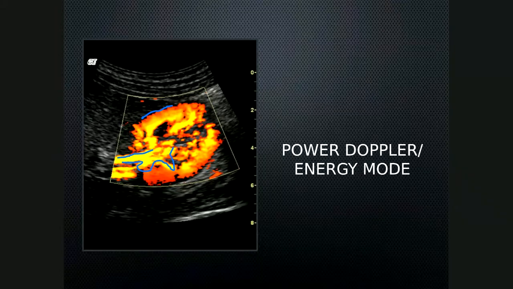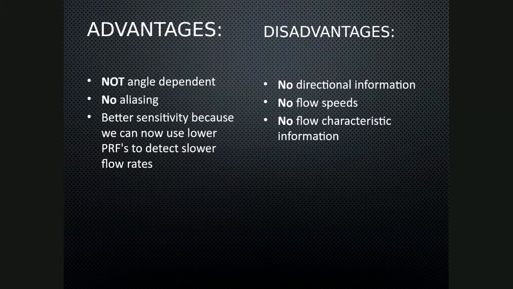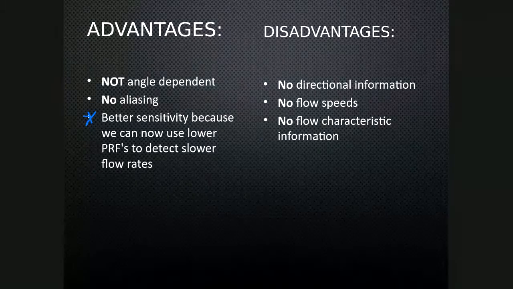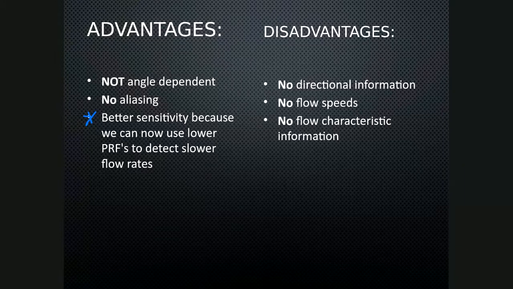So all that you can tell with power Doppler is that there is flow and there's either a lot of red blood cells in an area or very few. So advantages, it's not angle dependent. There's no aliasing. These seem kind of silly because we don't use it to detect anything other than flow. So the only major advantage it really has over all the others is better sensitivity to very, very slow flow. So better sensitivity to slow flow rates.